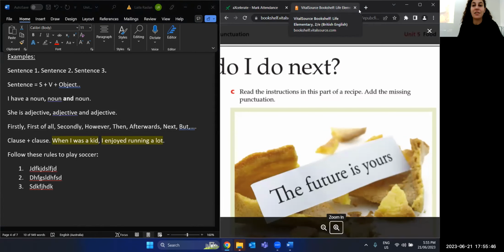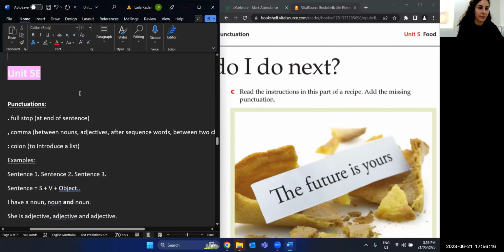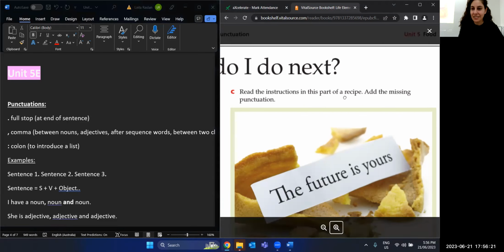Okay, so read the instructions in this part of a recipe. So remember what a recipe means. We're writing to tell someone how to make a cake, how to make empanadas, how to make frijoles. How do you say the beans? Frijoles, yes. And add the missing punctuation. So remember, the punctuation means the full stop or a comma or a colon. So let's have a look.